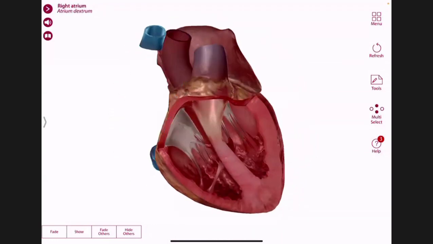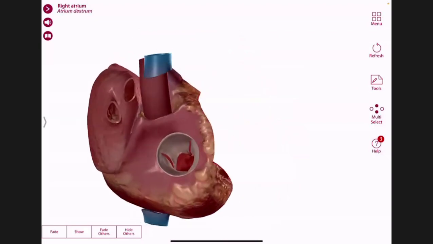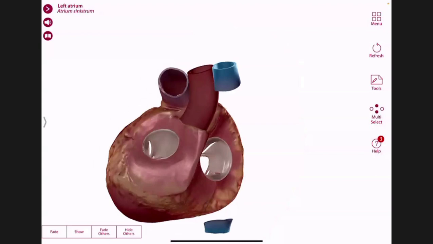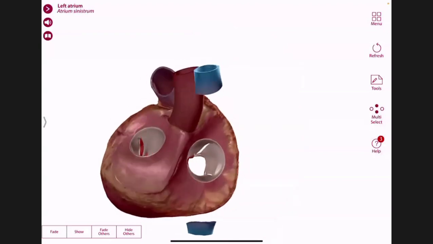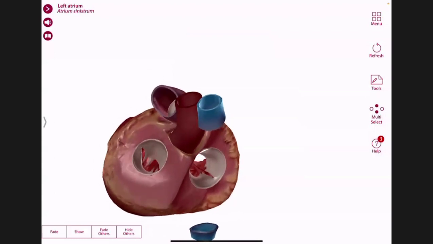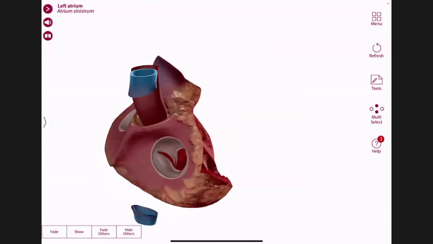Okay. So here also you can see the tricuspid valve, and the septum part you can see. This is between the atria and the ventricle. Now you can clearly see the tricuspid and bicuspid valves in the open state.